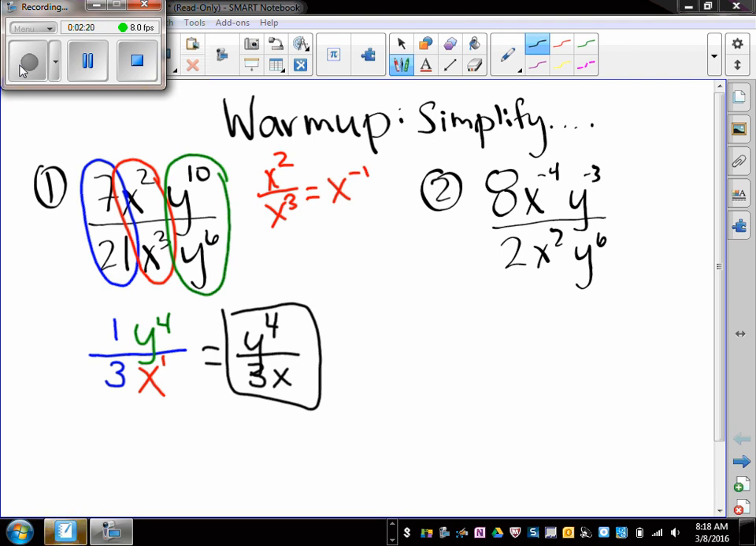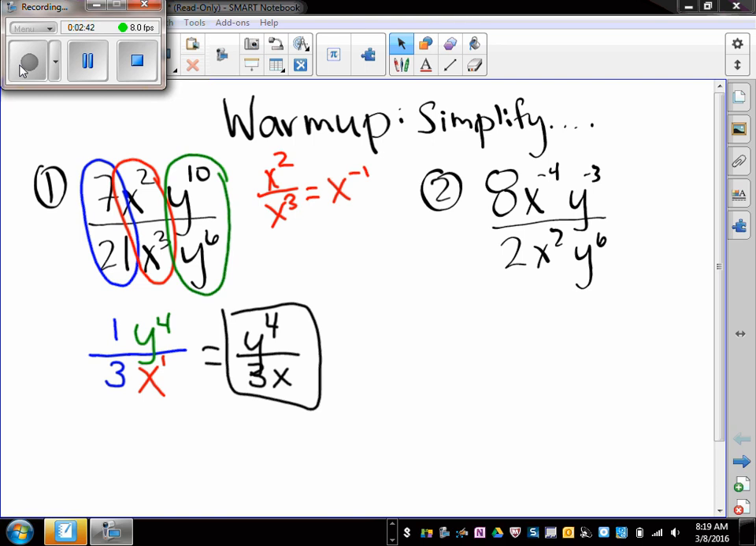Any questions on that one? So again, what we learned last class, what you should have done on your homework, is that concept that when we divide, we subtract our exponents. And just like all of our other properties, in order to do this, we have to have the same base. I cannot now combine my y and x because it's not the same base.